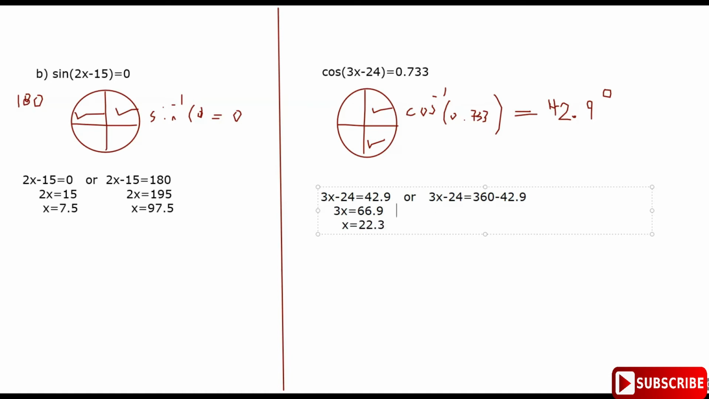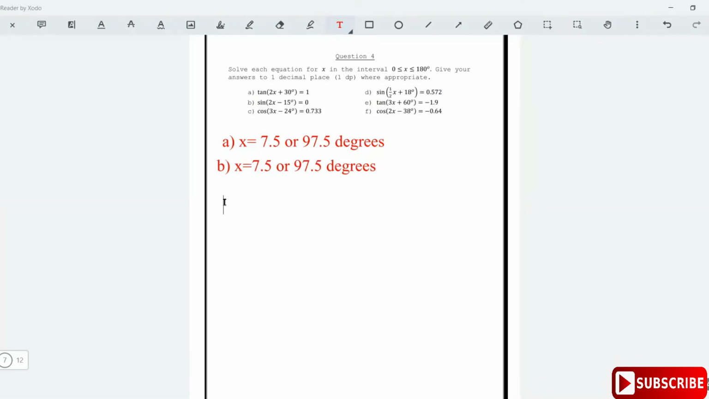Now on this side, 3x equals 360 minus 42.9 plus 24, which is 341.1 degrees. We divide by 3, so x equals 341.1 divided by 3, which is 113.7 degrees. So those are our two possible values for x, 22.3 or 113.7. That is it. So part C, x equals, what did we get?